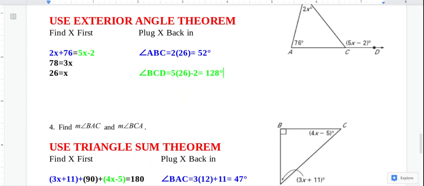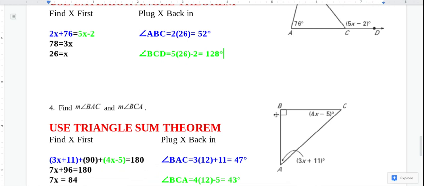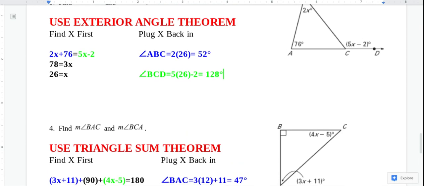In our next example, we're going to be finding the measure of angle BAC. That's this bottom angle down here, the 3x plus 11. And we also need to find the measure of angle BCA. That's the one over here on the right, the 4x minus 5. So first we need to find x.